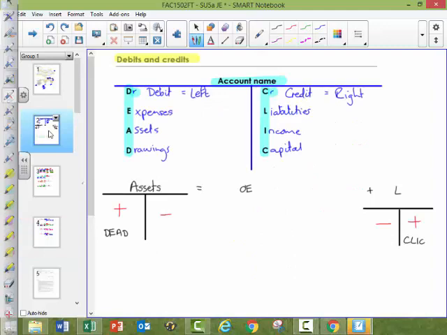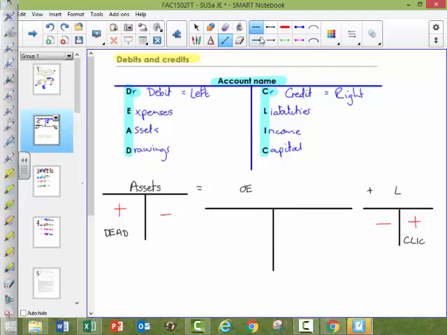So far, Dead and Click tells you which side accounts get bigger or smaller. Let's look at owner's equity now. I'm not writing very prettily, so just follow more or less. Owner's equity, as a general rule, will get bigger with credits and smaller with debits. Things that increase owner's equity are income and capital. That's why they're on the credit side. Things that decrease owner's equity are expenses and drawings, and that's why we will debit them. Okay, does that make sense?